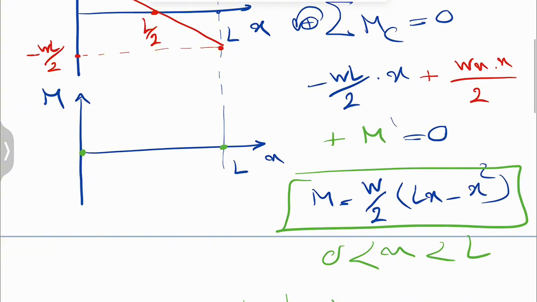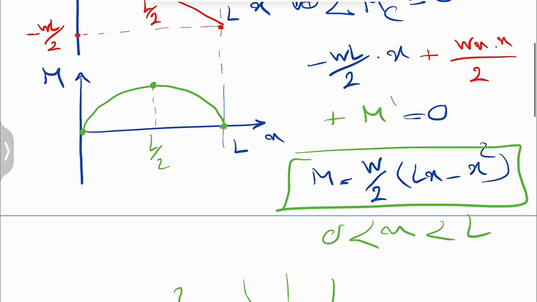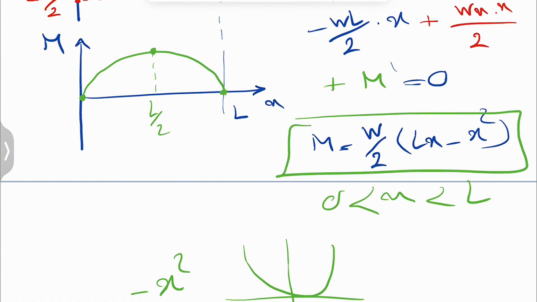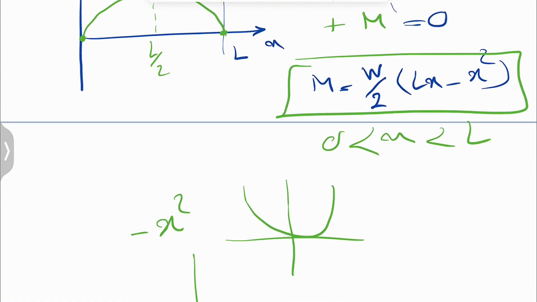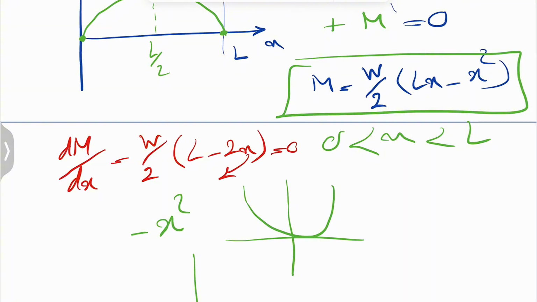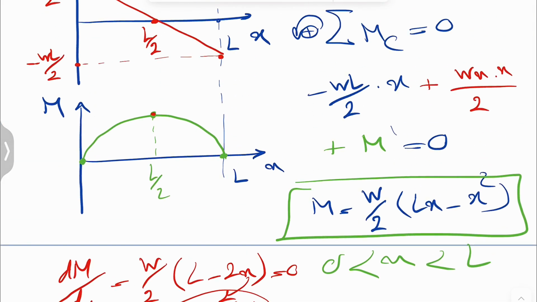So same thing in here, we're expecting a parabola, and because of the negative sign, it's going to be something like this. And we can see if we put x as L divided by 2, we're going to reach the maximum. Off the topic, it's not really important, but for finding the maximum, we take the derivative of M with respect to x, which is going to be, with this as constant, L minus 2x equals 0. So our x in here is going to be half of L. That shows this is our maximum point.